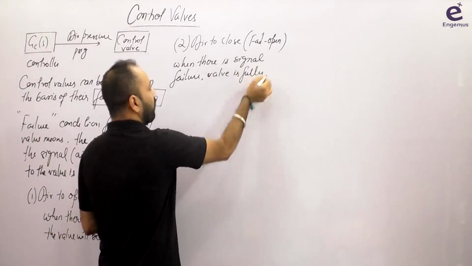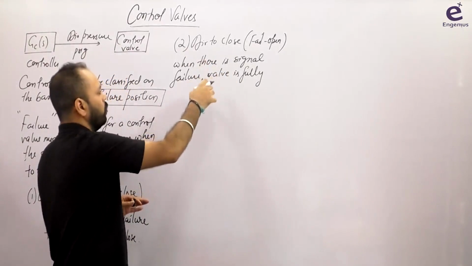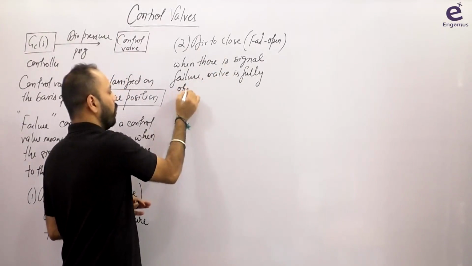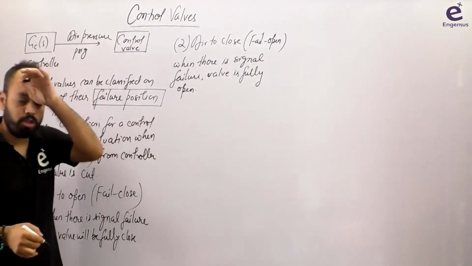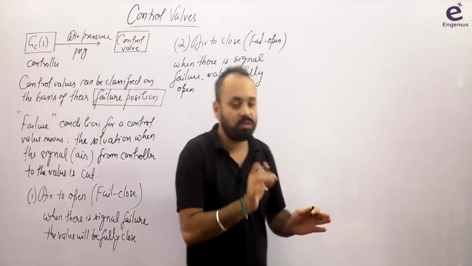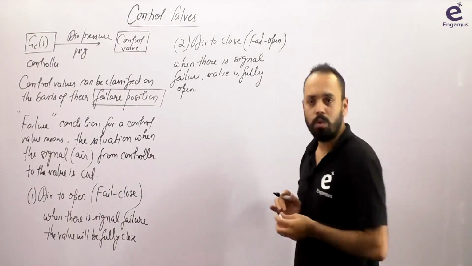So when there is signal, the valve will be partially open. It will be closing. The more the signal, the more will be the closing. The valve is fully open. Do you understand the meaning here? Look, depending on how the fail condition of the valve is, accordingly the valve was categorized. Two parts, air to open and air to close.